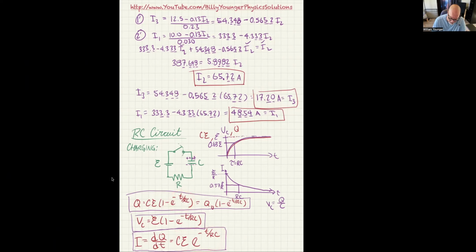Now that we have that, we can specify that these really are the equations, but only the equations for actually charging the capacitor. So I'd say charging the capacitor.